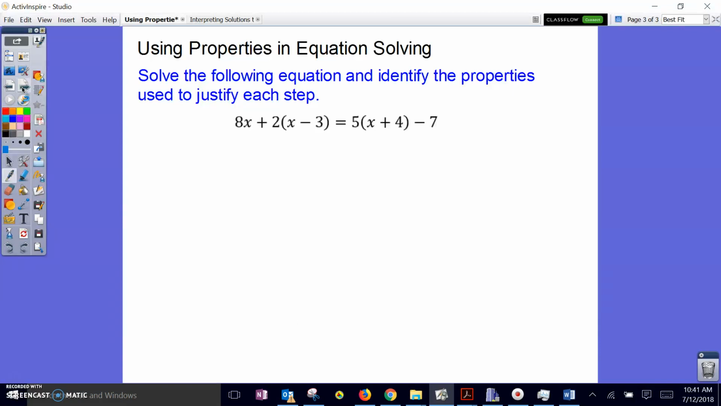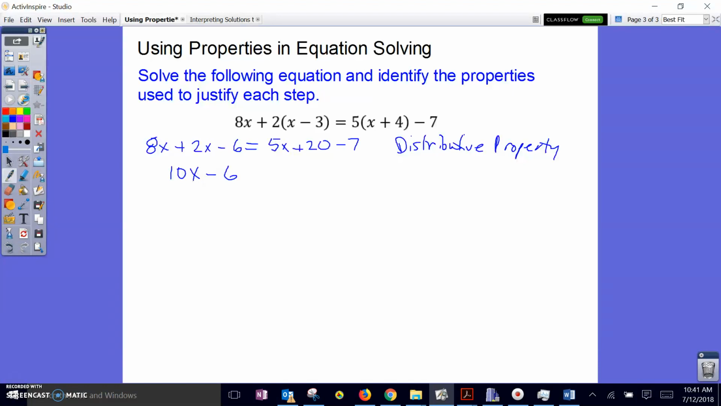In the first step, I'm going to go ahead and use the distributive property twice, once on the left side and once on the right side. And so that was the distributive property. Then I'm going to combine like terms. And I'm going to go ahead and do that on both sides.